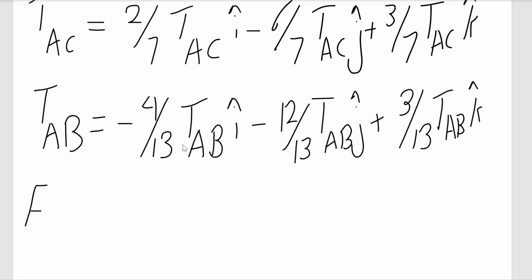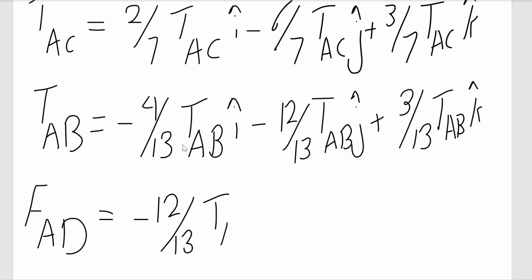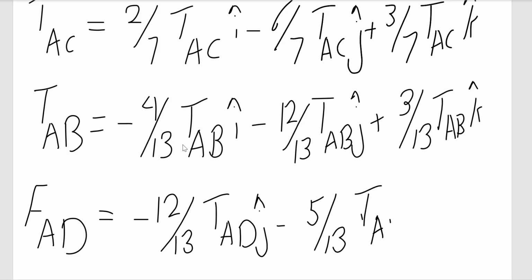And then I have FAD. It should be negative 12 over 13 FAD j, so it doesn't have an i component. Pay attention to that. Plus 5 over 13 FAD k.